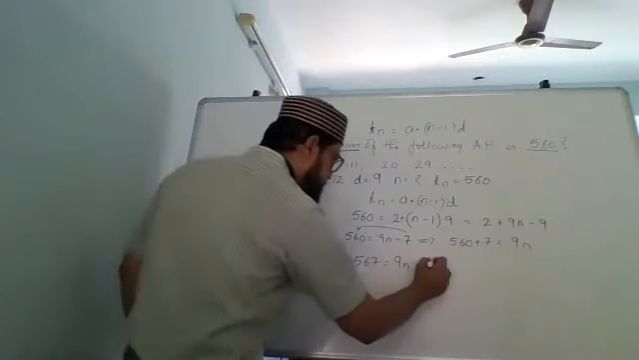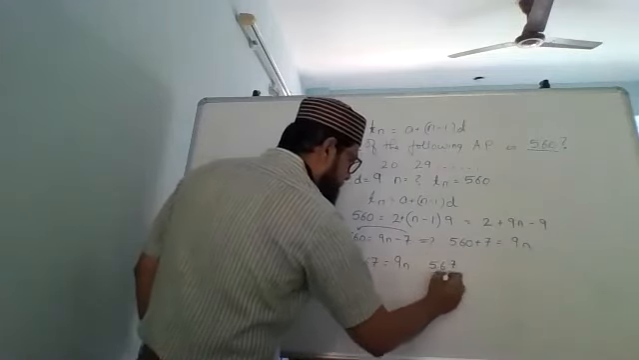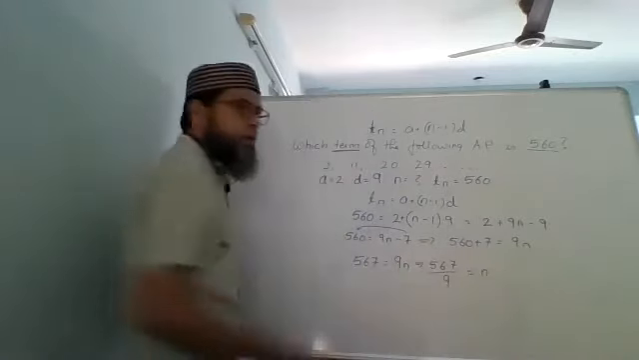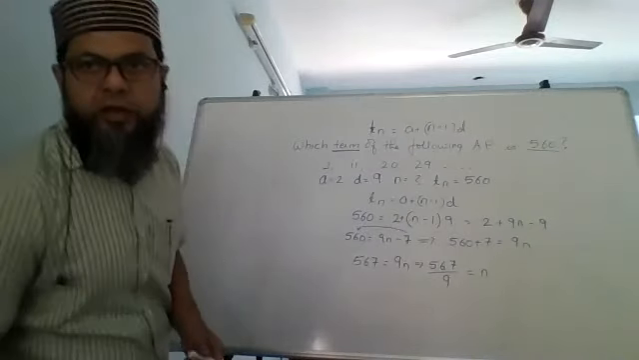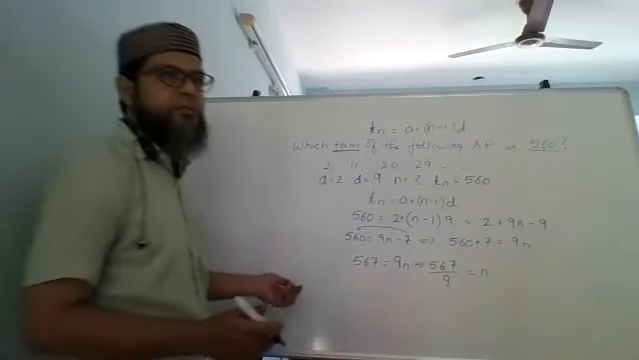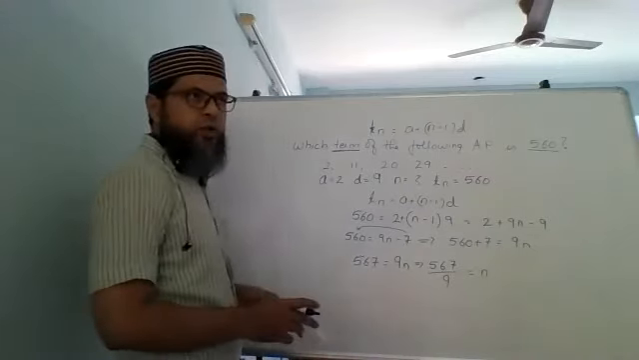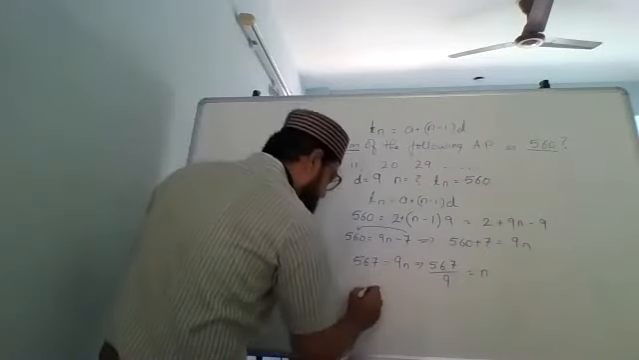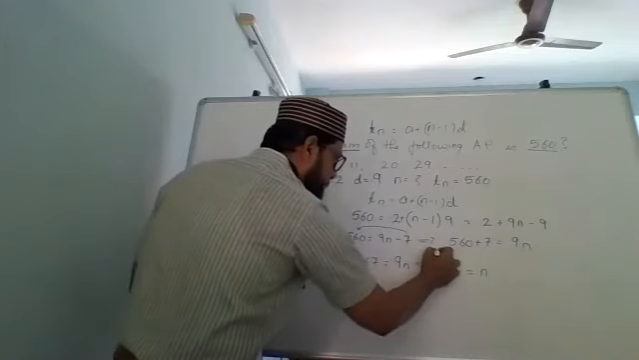So you will have 567 divided by 9 equals to n. Now if you know 9's table, this is easy. So 9 6s are 54, 2 remainder, 9 3s are 27.